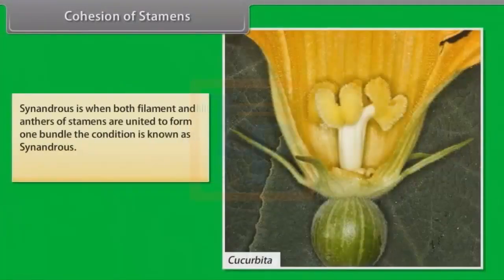Synandrous is when both filaments and anthers of stamens are united to form one bundle. The condition is known as synandrous. Example: Cucurbita.